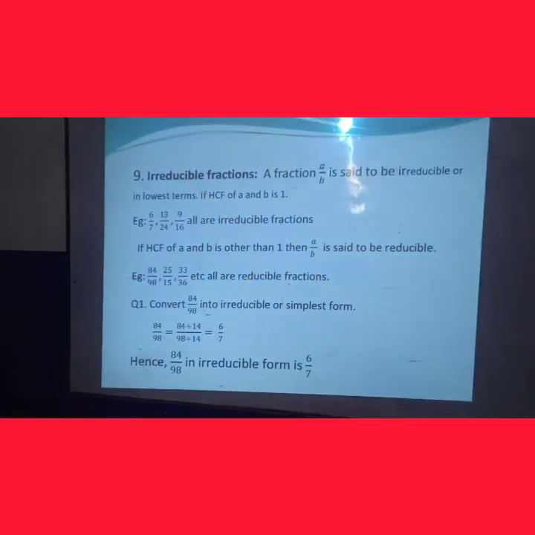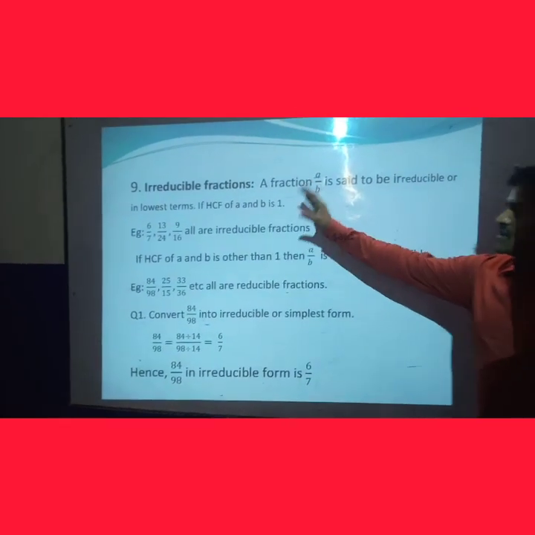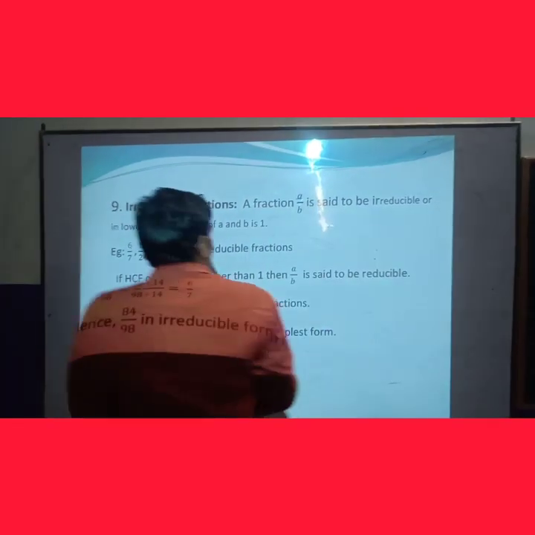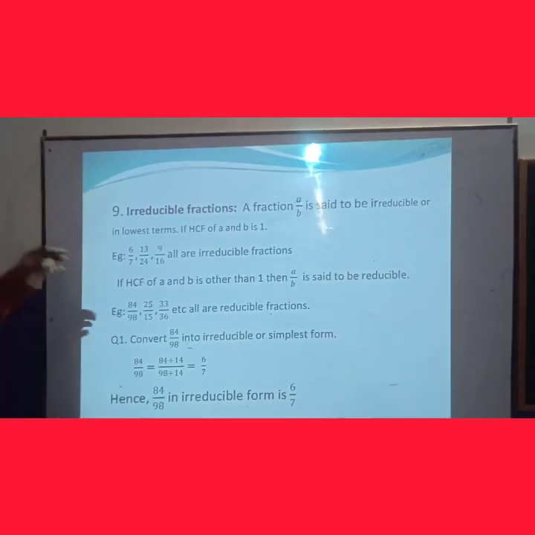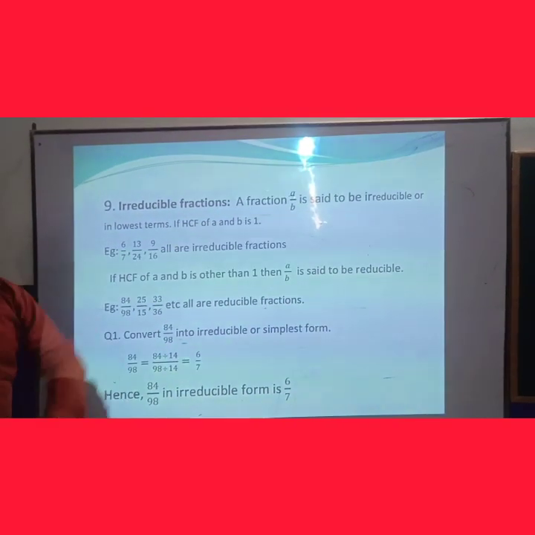Okay. Now, irreducible fraction. Irreducible fraction means we have to simplify. Means lowest term. A fraction a upon b is said to be irreducible or in lowest term if the HCF of a and b is 1.